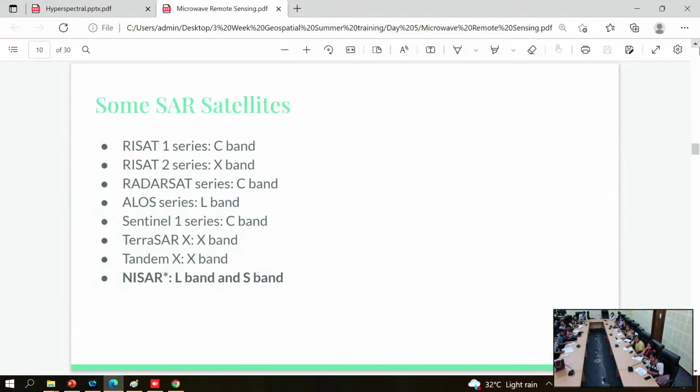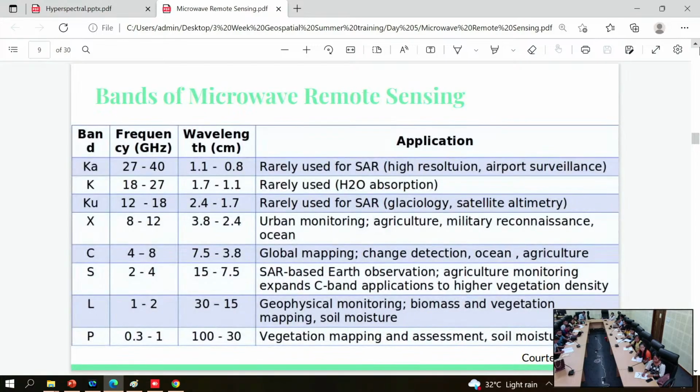Alright. Now apart from that we have some other sensors. This sensor data is free. Sentinel-1 you might have heard of, that is freely available for all to use. In addition to that we have one upcoming mission called NISAR, which is a NASA ISRO SAR. SAR is synthetic aperture radar. We will talk about that in the next few slides. So that has L band and S band. So that is 15 to 30 and 7.5 to 15.